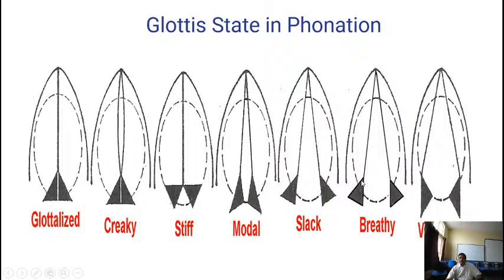And if the adduction and abduction of the vocal cords is furthermore, it produces a breathy voice, that is whispering. And if the vocal cords are totally apart, it produces only air passing through and no voice is produced. So these are the various states of the vocal cord position, which produce various kinds of voices.